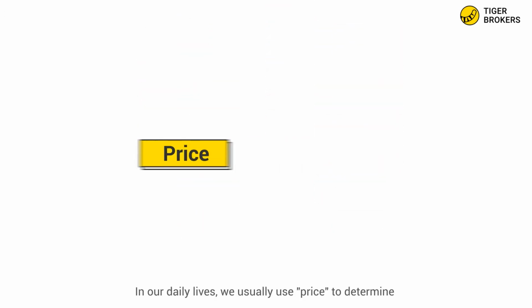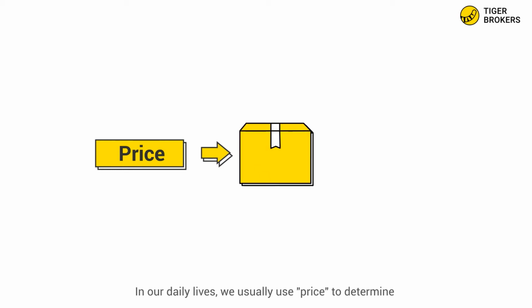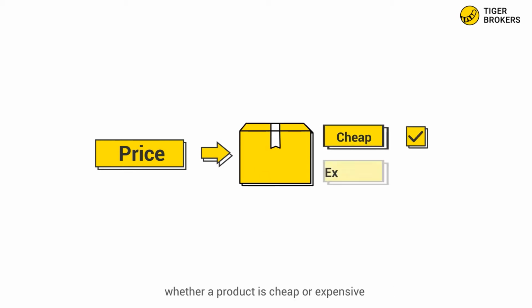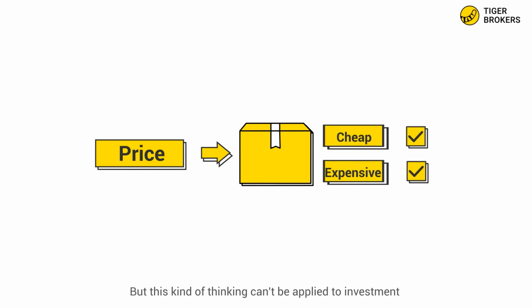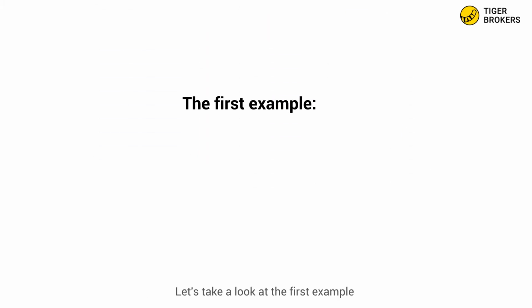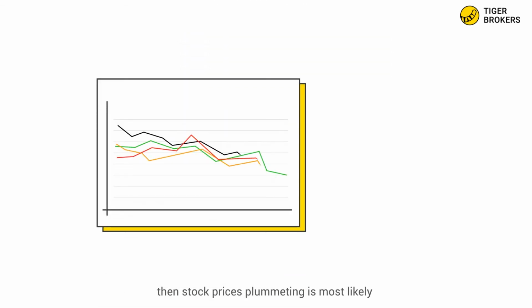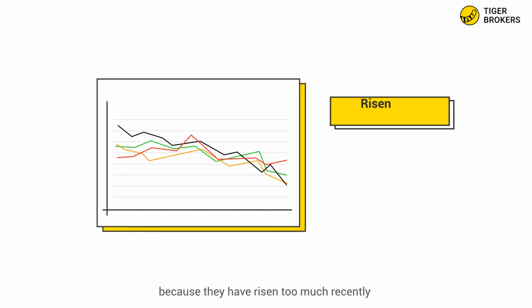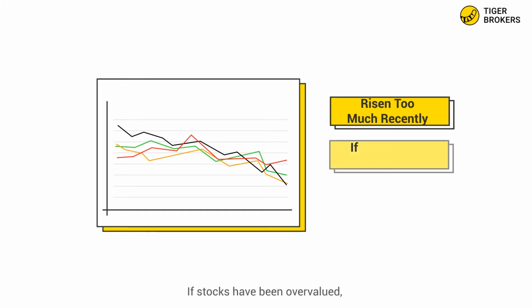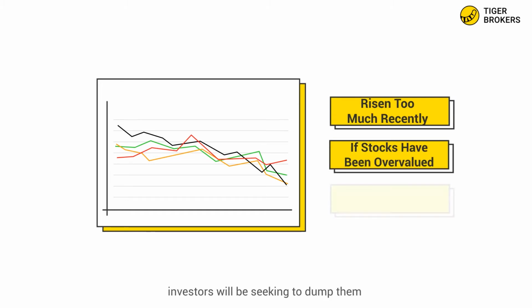In our daily lives, we usually use price to determine whether a product is cheap or expensive. But this kind of thinking can't be applied to investment. Let's take a look at the first example. If the company's fundamentals are good, then stock prices plummeting is most likely because they have risen too much recently. If stocks have been overvalued, investors will be seeking to dump them.